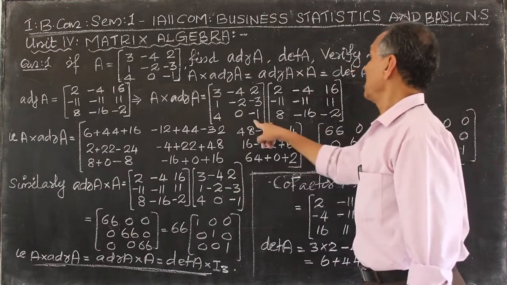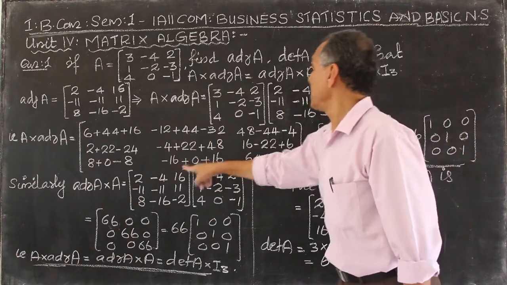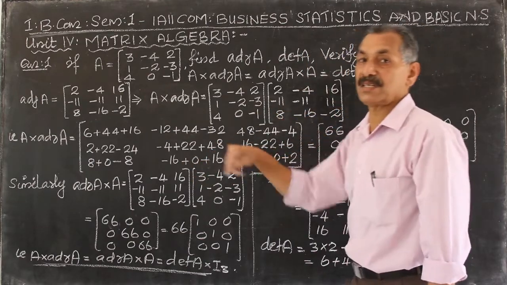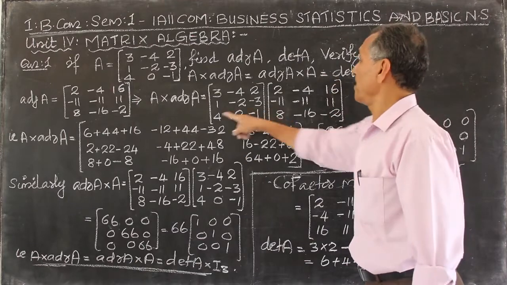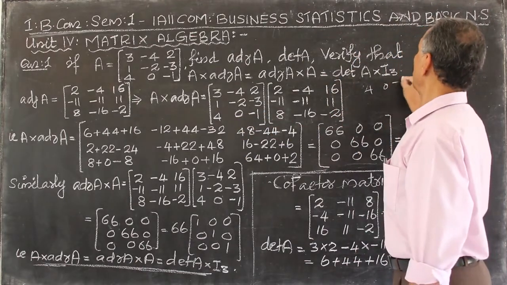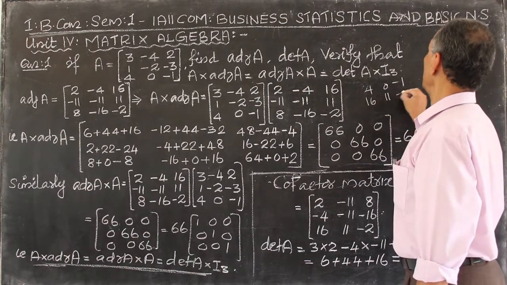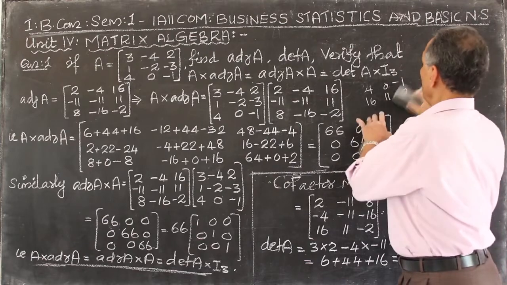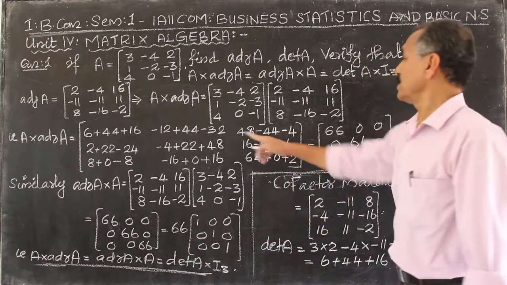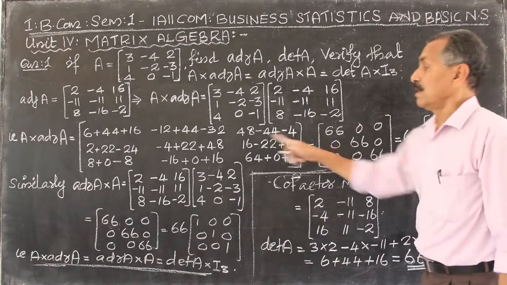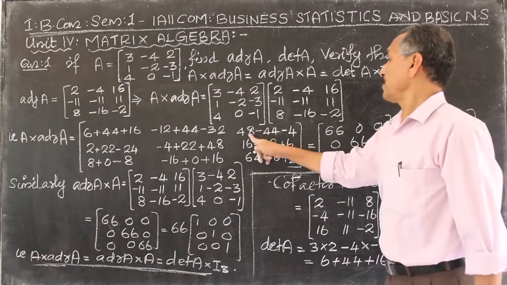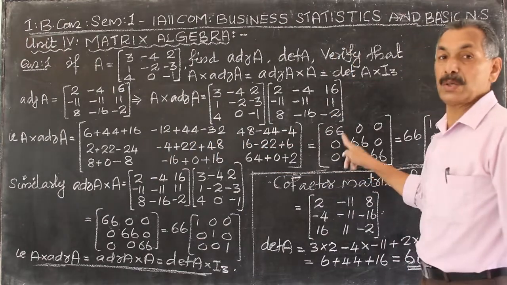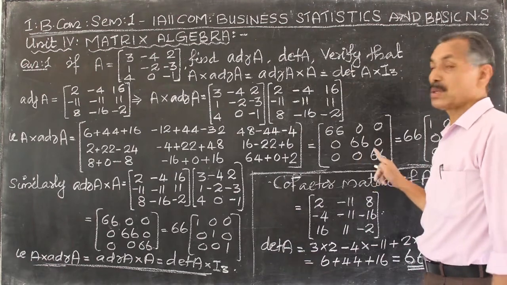Third row in the second column: 4 into minus 4, minus 16, 0 into minus 11, then minus 1 into minus 16, 16. Then third row into third column: third row 4, 0, minus 1, third column 16, 11, minus 2, then 64, here 0, then plus 2. I am adding, and this is equal to 66. Here I add 0, here 4 minus 4 is 0, then 24 minus 24 is 0, so 66, 0, 0, 0, 66.